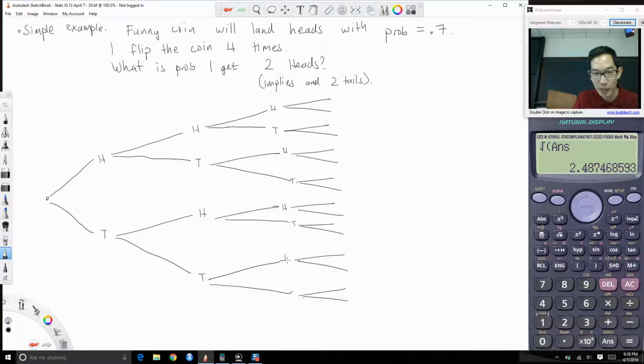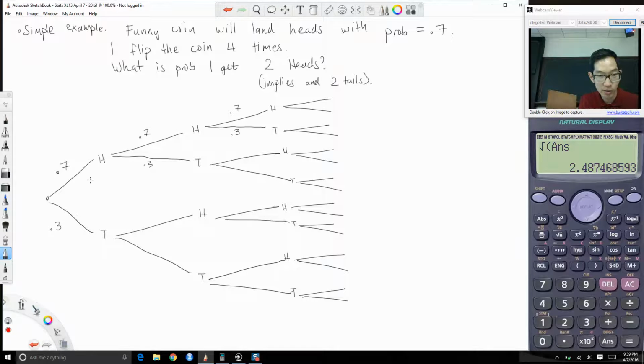Okay, but for all of these, what's the probability of getting heads? It's going to be 0.7, and the probability of getting tails is going to be 0.3, right? So all of these will be 0.7, 0.3, 0.7, 0.3. And this is a lot of work, right? Okay, so I want to get 2 heads and 2 tails, so I'm going to list out all of the possible ways I can get 2 heads and 2 tails.